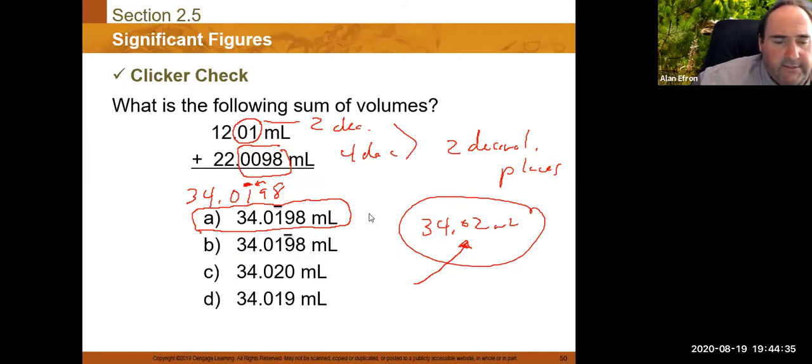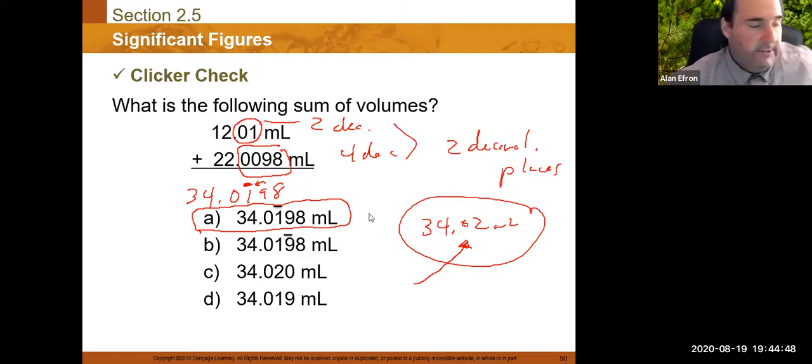Any questions on sig figs, how to count them, how to do calculations with them? Okay, so that should get us enough to get you through the lab here today. So let's talk a little bit about the lab before we watch the video here.